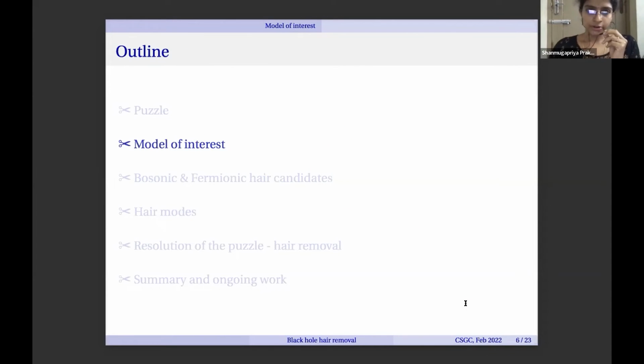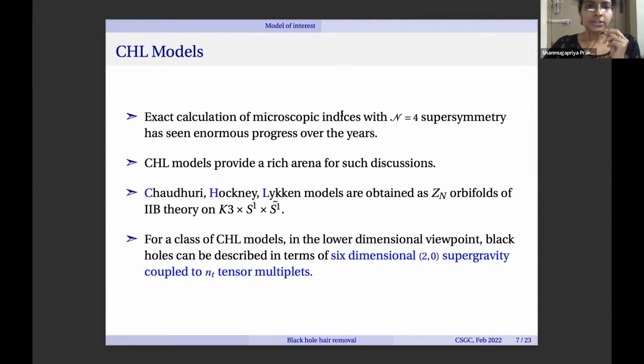Now let's look at the model of interest. Exact calculation of microscopic indices with N equal to 4 supersymmetry has seen enormous progress over the years. And for a lot of this progress, CHL models have served as the playground. CHL models, which stands for Chaudhuri, Hockney, and Lykken models, are obtained as Z_N orbifolds of type IIB theory compactified on K3 times S^1 times S̃^1. Now, for a class of CHL models, black holes can be described in terms of 6-dimensional (2,0) supergravity coupled to N_T number of tensor multiplets.